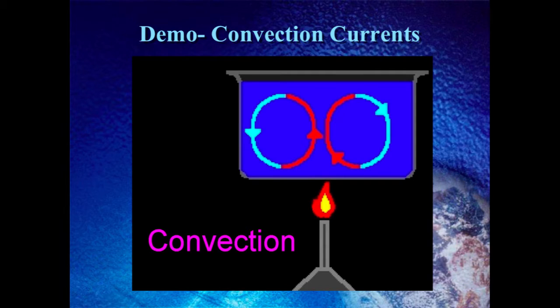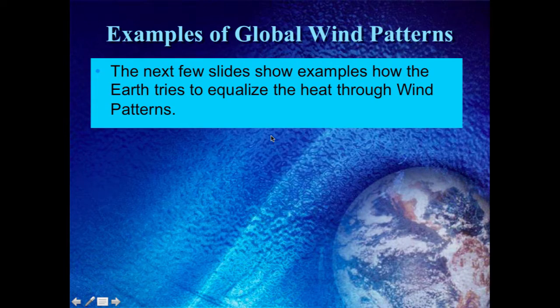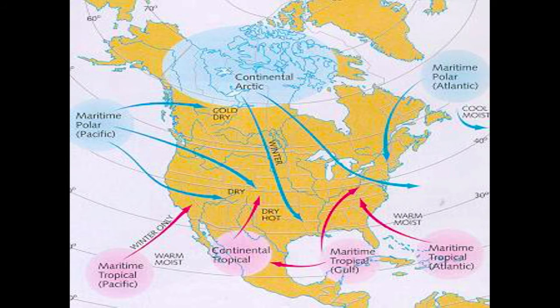All right, so remember the convection demo that Miss Wheelis did while I was out on maternity leave with the water and the food coloring, and you learned she'd put the cup of hot water under the tub, and you saw that as the water would heat up, it would rise, and as it cooled down, it would sink. Again, convection. So the next few slides are going to show examples of how the Earth is trying to equalize itself through wind patterns. So here you go.